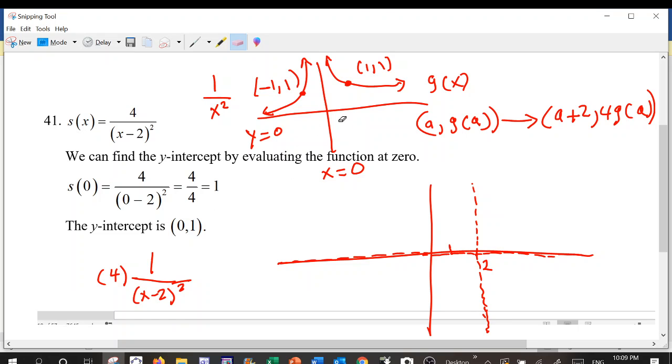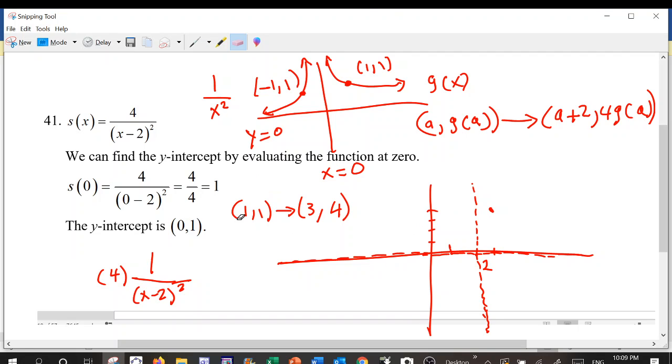Now, what happens to 1, 1? Well, remember, we have to add 2 to x. So I will call it 3 and multiply y by 4. It goes to 3, 4. 3 and 1, 2, 3, 4. It goes over here, right?